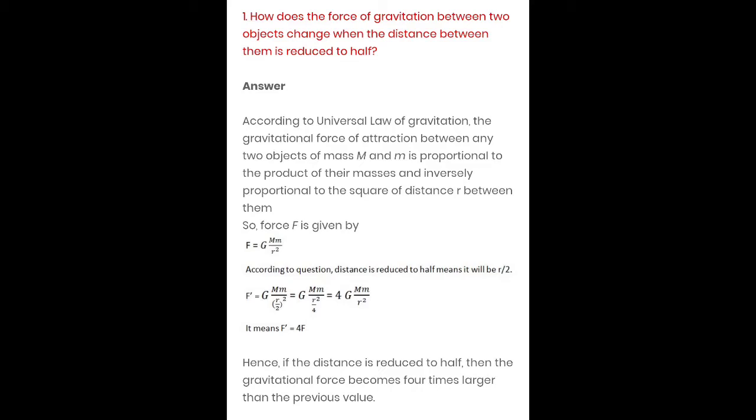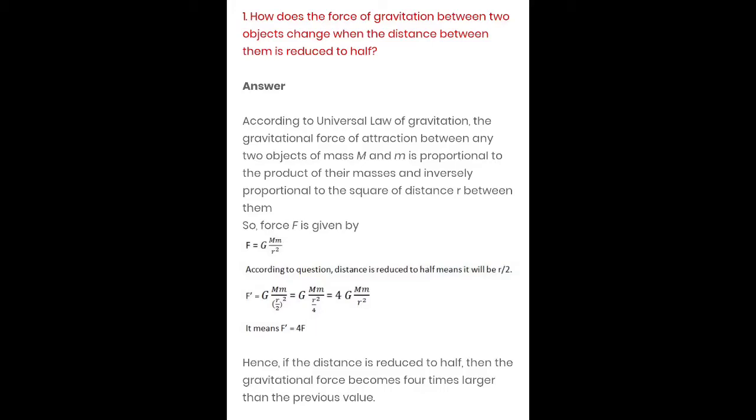So, the expression for force is F is equal to G Mm divided by r square. According to the question, distance is reduced to half, means it will be r by 2. So, replace r by r by 2. We get F dash, this is the new force, which is equal to G Mm divided by r by 2 whole square. In these type of questions, take the constant outside the bracket.